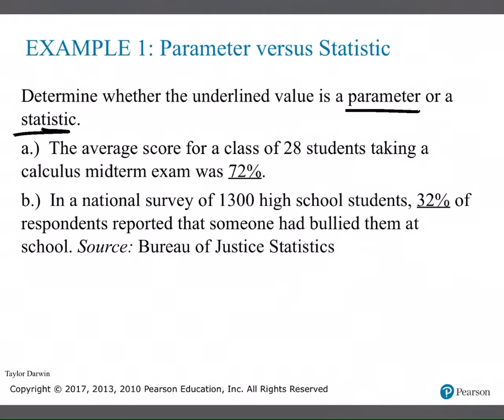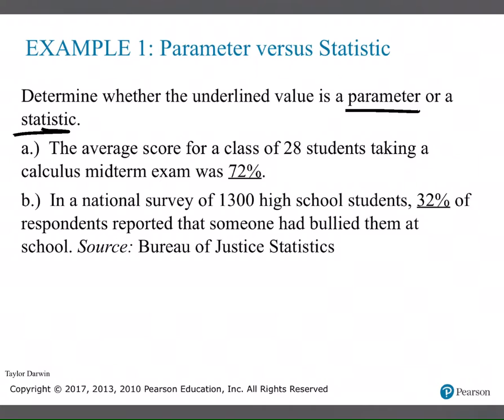So, A: the average score for a class of 28 students taking a calculus midterm exam was 72%. Now, I know I've been talking a lot about maybe our class being a part, a sample. But it could also be the population, depending on what you're looking at. What do you consider the whole? What do you consider everyone?